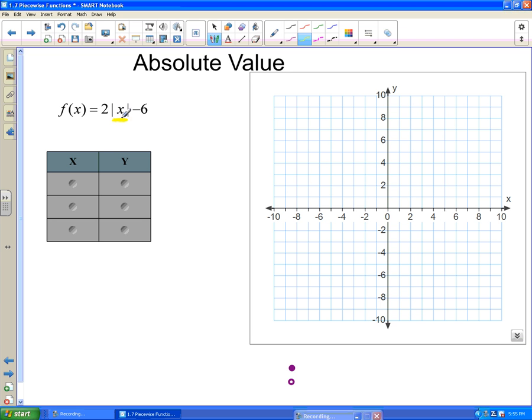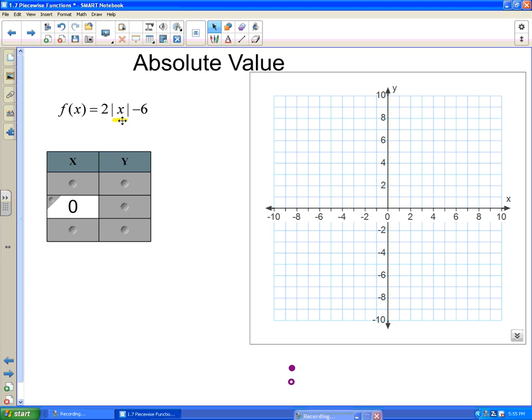And when I do that, that's going to help me find my vertex, which will be either your low point or your high point in your graph. And then we'll pick numbers around that vertex to help us figure out which way the absolute value is going to be opening. So let's look at this one. I want to figure out what will make this x 0. So this is pretty easy, just 0. So I'm going to let x be 0.